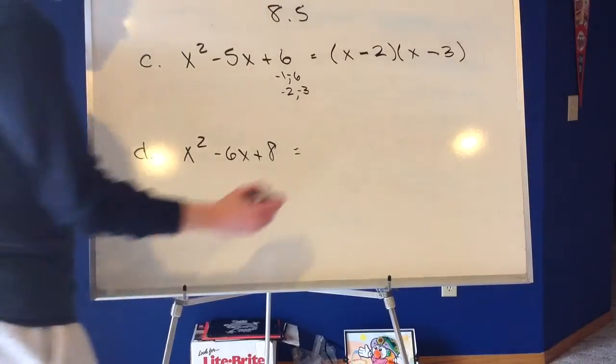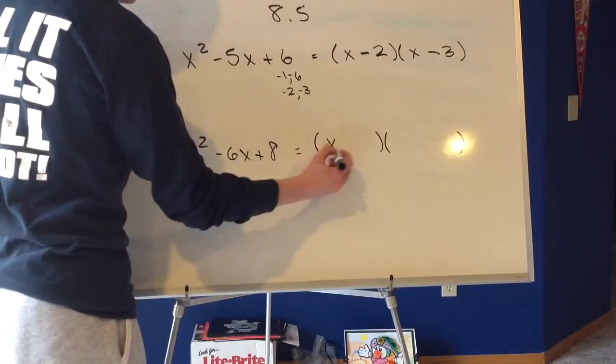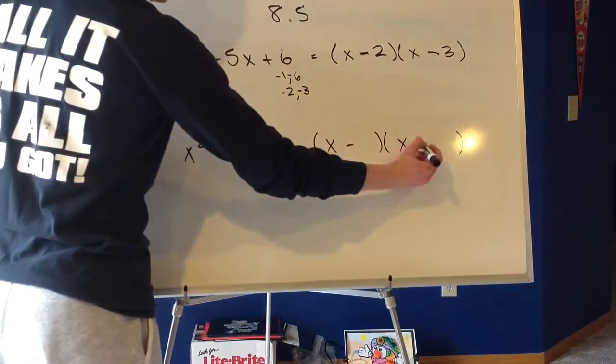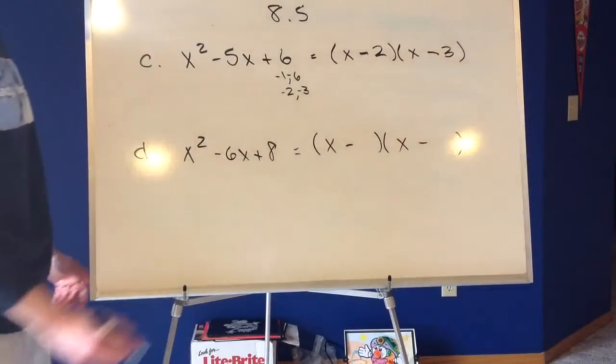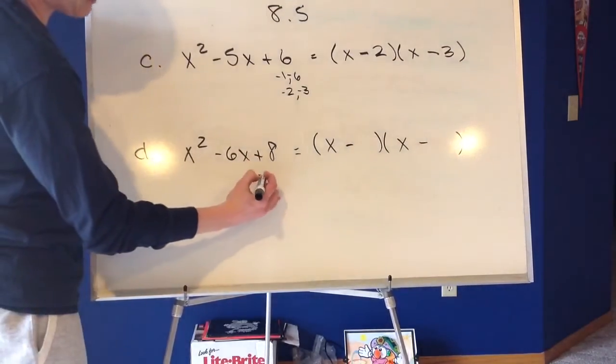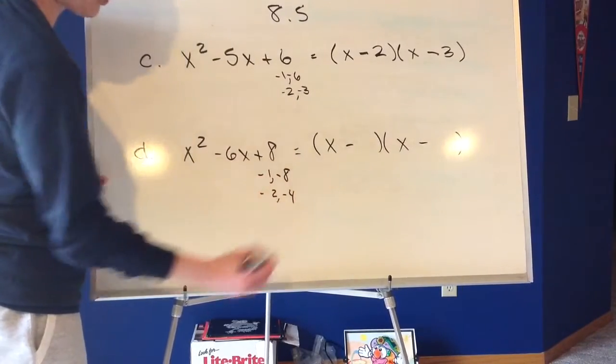For the next one, same idea. Go ahead and do your two sets of parentheses. Going to have an x and x. Again, the middle term is negative, so I'll have minus and minus. So I'm looking at factors of 8 that give me negative 6. Your options would be -1, -8, or -2, -4.